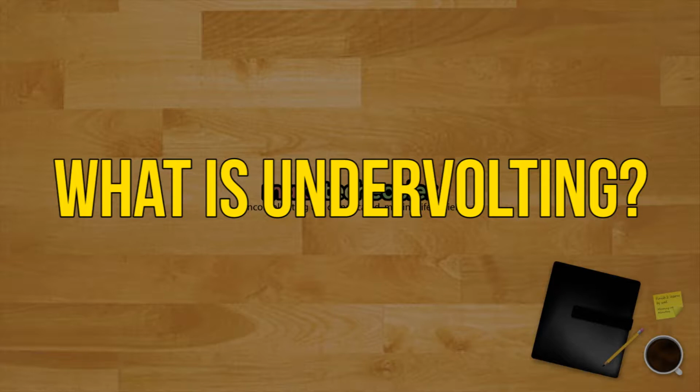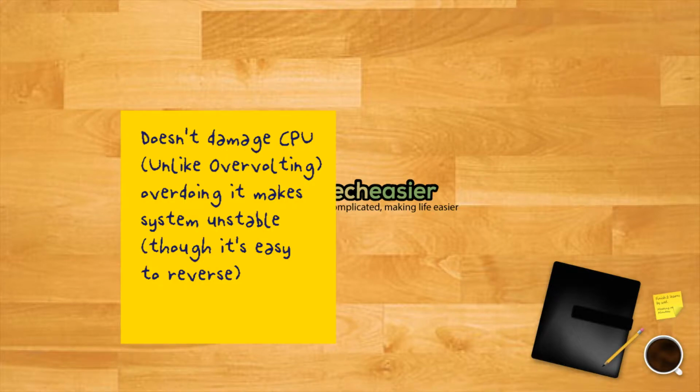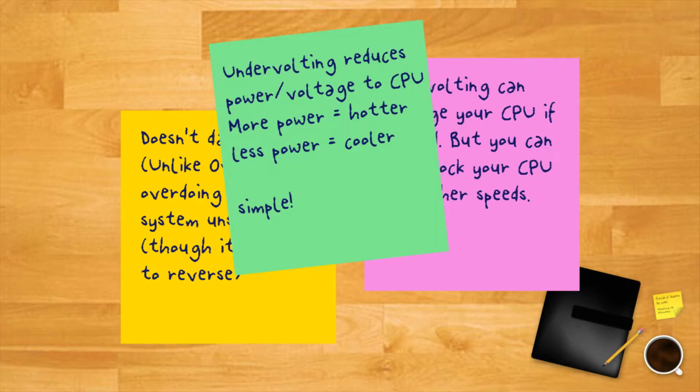What is undervolting? Before pushing on, it's worth knowing what undervolting is, as it's a pretty serious process. While undervolting doesn't damage your CPU, overdoing it can make your system unstable, although it's easy to reverse. Overvolting, on the other hand, can damage your CPU if abused, but used carefully can allow you to overclock your CPU to higher speeds. We won't be covering that today.